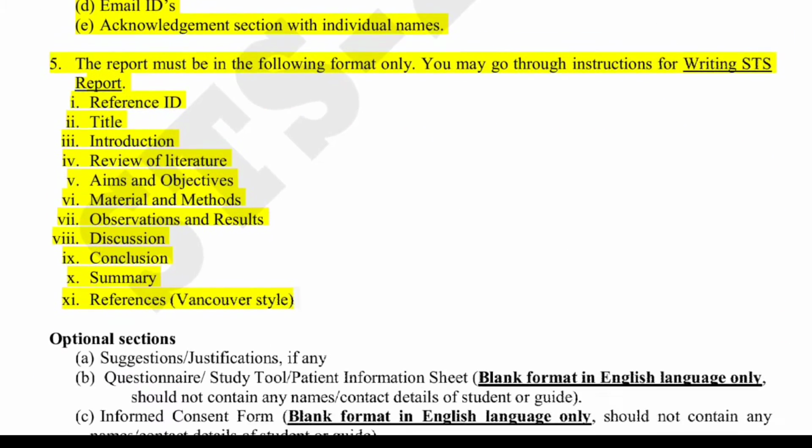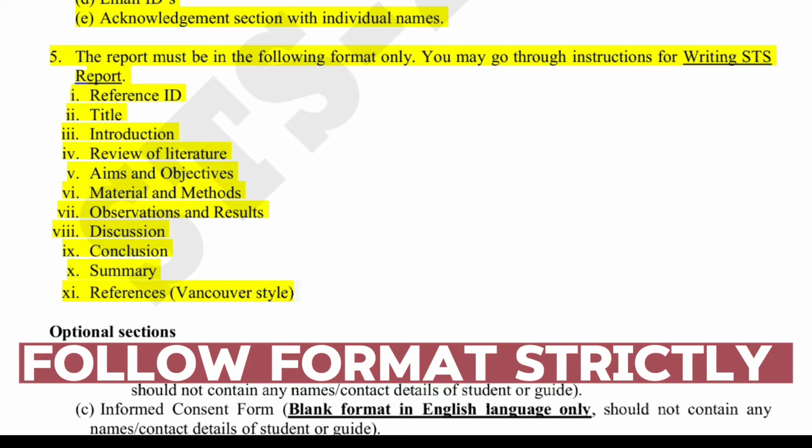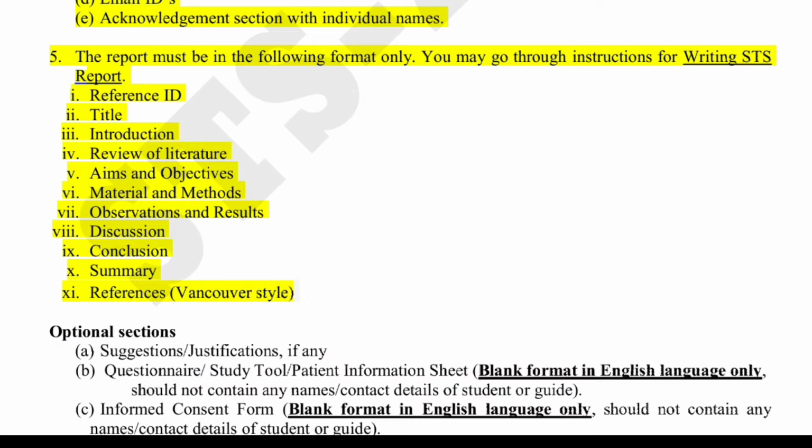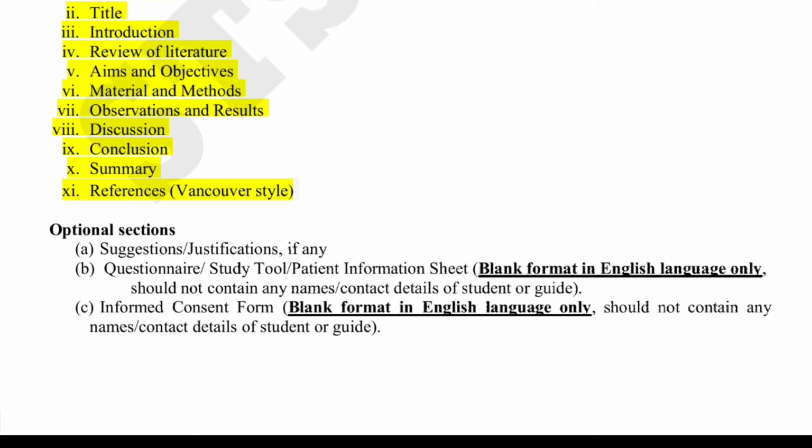And the report should be strictly written in the following format: reference ID, title, introduction, review of literature, aims and objectives, material and methods, observation and results, discussion, conclusion, summary, references. Other optional sections like suggestion and justification, questionnaire, study tool or patient information sheet, etc. can also be added to the report. A blank informed consent form in English language only should be attached with the report.